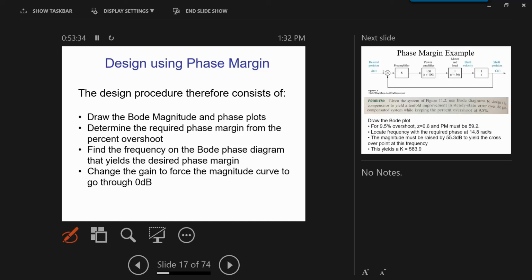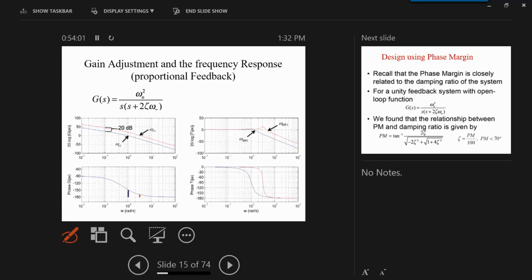Now this is the design procedure in this case. We're using phase margin. So we draw the Bode plot, magnitude and phase, for the uncompensated system, the open loop system. Now we determine what is the required phase margin in the system. So for example, if the phase margin required is, let us go back here, I want to have 60 degrees. So this is the phase margin here.